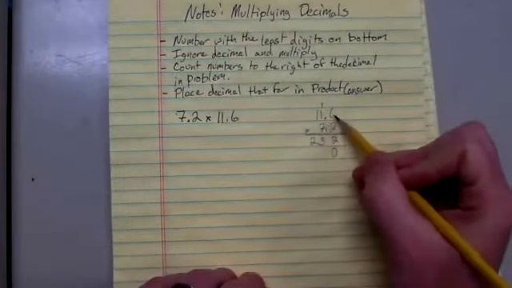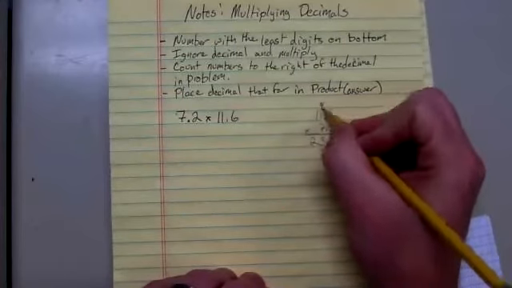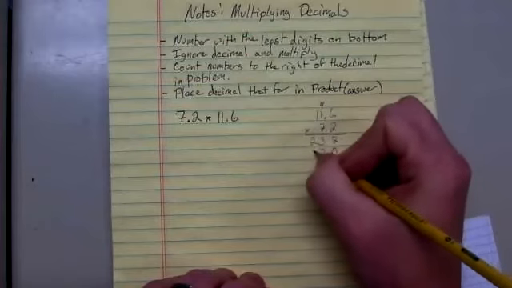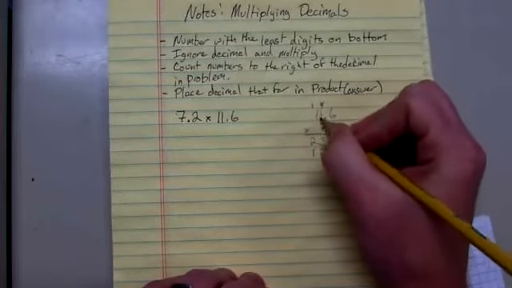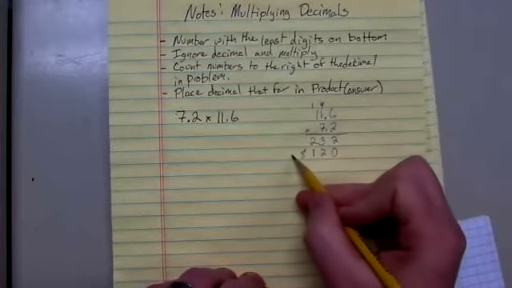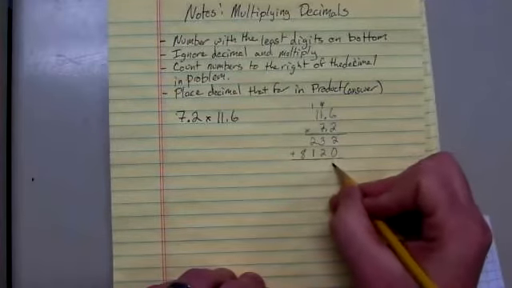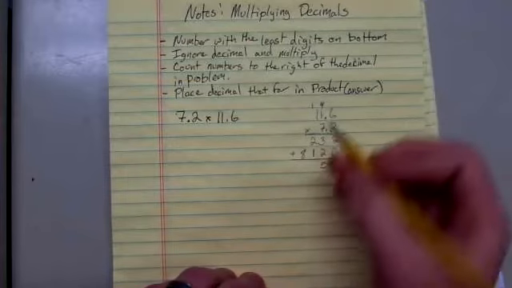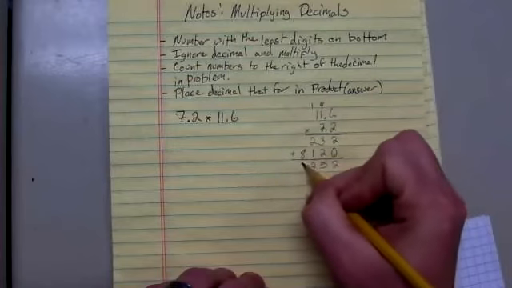Now we go through. 7 times 6 is 42. 7 times 1 is 7, plus 4 is 11. Carry the 1. 7 times 1 is 7, plus 1 is 8. We have all these numbers. Now we add. 2 plus 0, 2. 3 plus 2, 5. 2 plus 1, 3. 8 plus 0, 8.